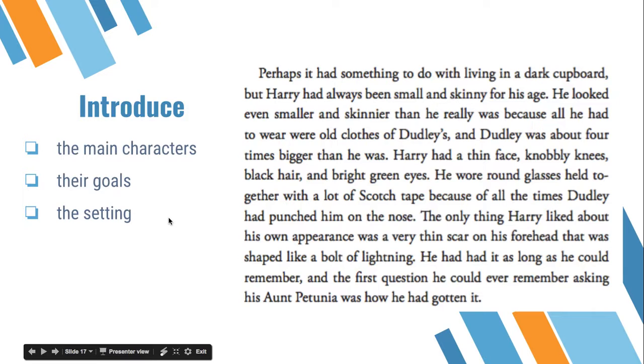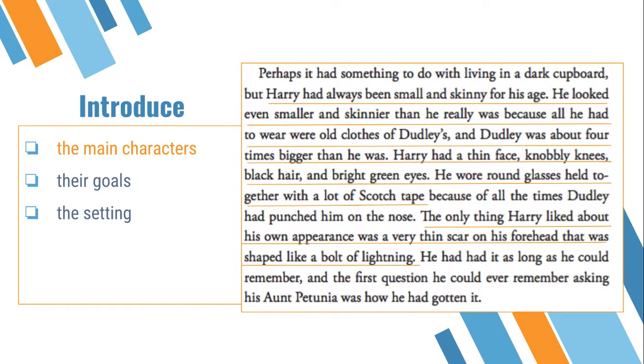Let's zoom in a little bit more. In this paragraph, we learn a lot about how the main characters look, specifically Harry. There's a lot of description about how Harry looks, but we also learn a little bit about how Dudley looks as well. We learn a lot about his lightning bolt scar later on in the story, so this becomes very important. It's a key detail that we learn right up front.